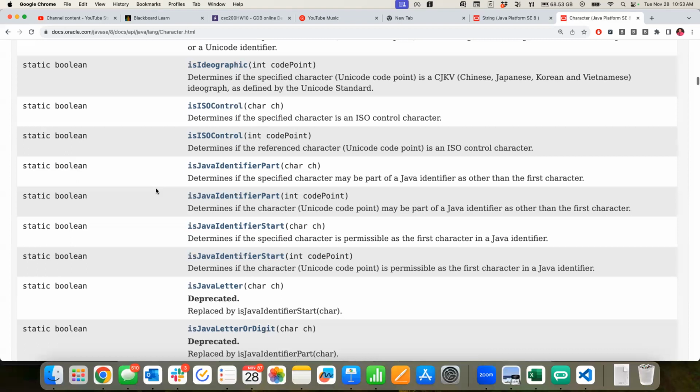So why do you think they decided for the character class that all of these methods should be static? Any guesses?